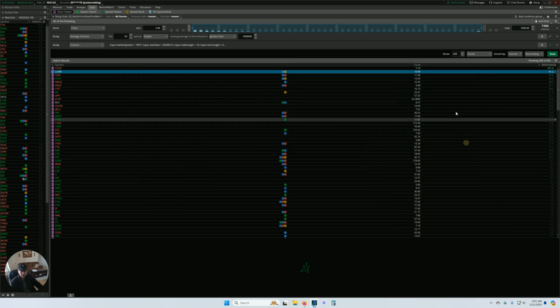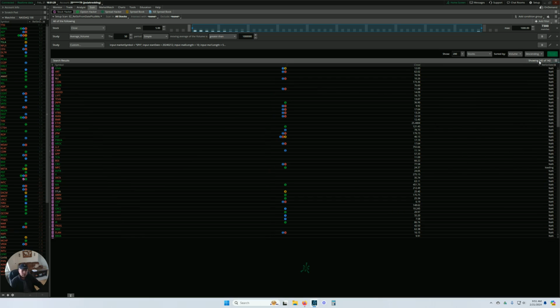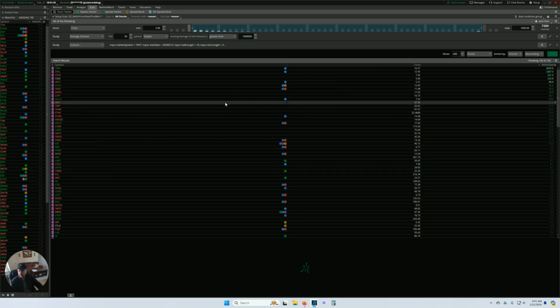So let's run this scan and see if we get any results for that, and see how that cuts it down. So yeah, that reduces it down to 142 stocks instead of 662 stocks. And so that's a lot more manageable.